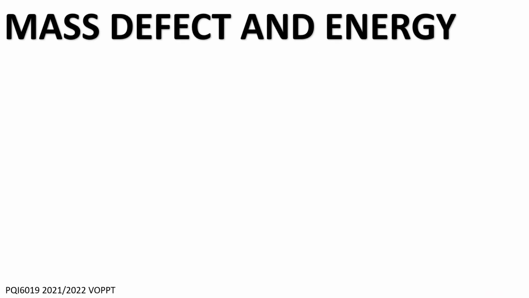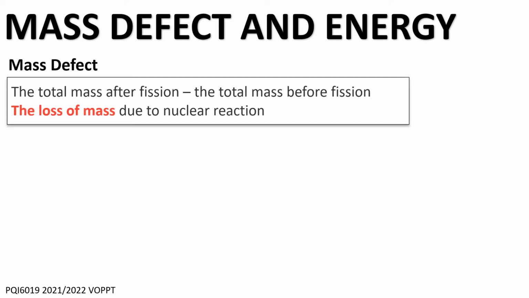Next, we proceed with mass defect and energy. First of all, what is meant by mass defect? Mass defect is the total mass after fission minus the total mass before fission, or in other words, it is the loss of mass due to nuclear reaction.